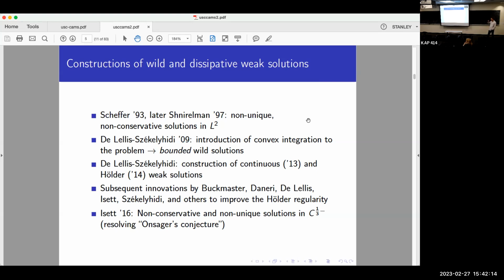you expect that exactly at 1/3 it should really be realized by fluids, but the techniques that we use unfortunately just barely fail to work. Isett was able to construct solutions in a later paper that are in every single Hölder space below 1/3 at the same time, but not in 1/3 itself. Although they do approach Hölder 1/3 as you look at smaller and smaller scales. So the endpoint is still open, and that would be very nice to be able to resolve.